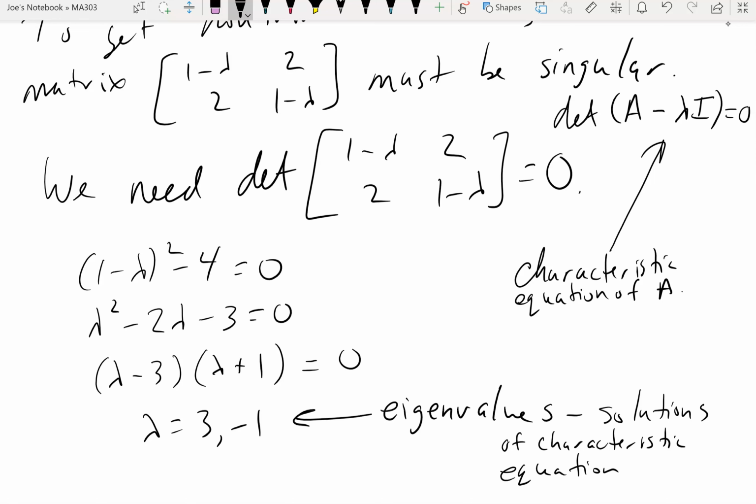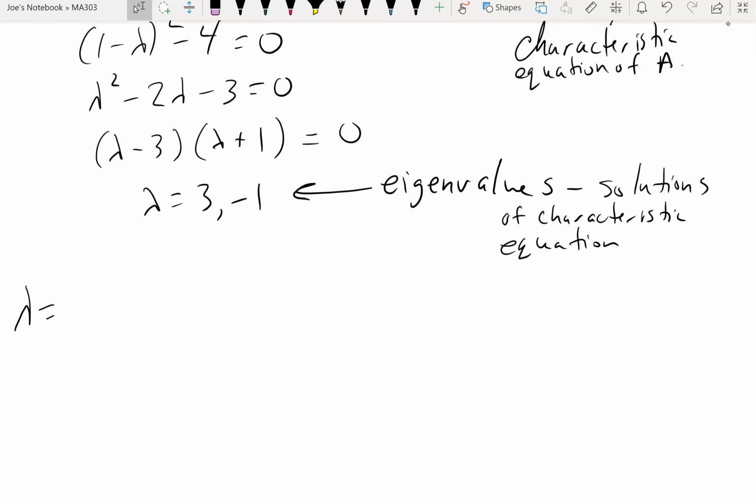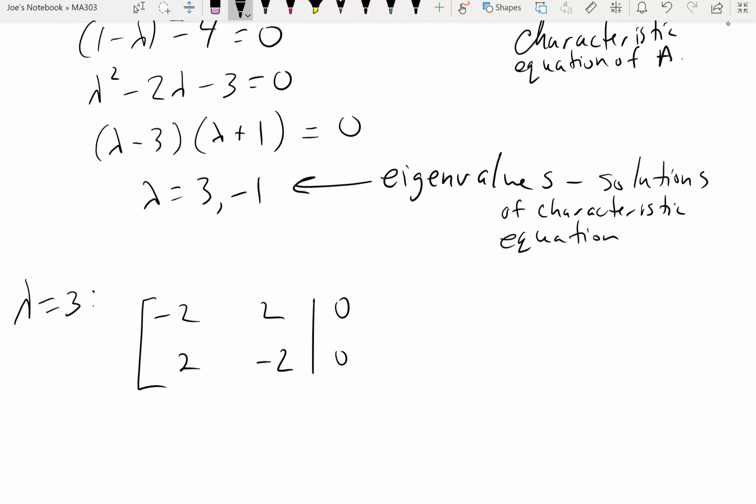All right, so once we have these eigenvalues, these are the values for which you do have non-trivial solutions, so we want to figure out what those non-trivial solutions are. So we go back to the original. If we put in lambda equals 3, our matrix becomes what? Negative 2, 2, 2, negative 2? Because you'll have 1 minus 3 and 2, and then 2 and 1 minus 3. And then remember on the right-hand side, we've got a 0, 0. That's our homogeneous system piece, right?